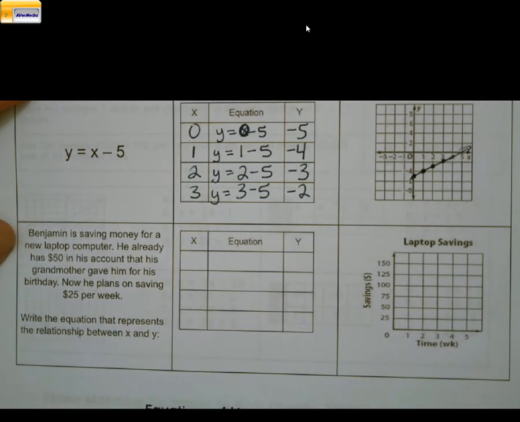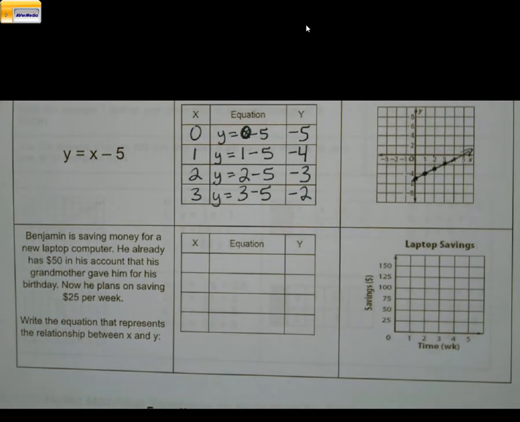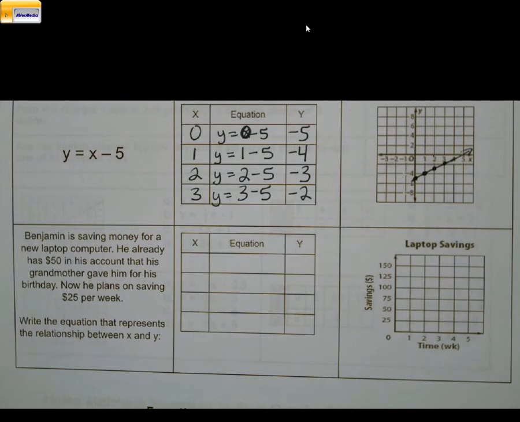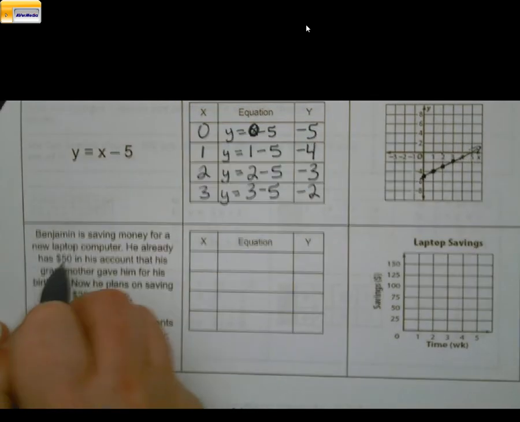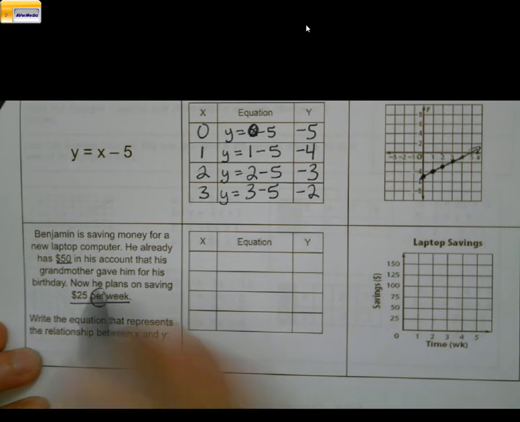All right, now let's look at a situation. It says Ben is saving money for a new laptop. He already has $50 in his account that his grandmother gave him for his birthday. Now he plans on saving $25 per week. This is crucial information here. The per week tells me it's going to have a variable next to it because I don't know how many weeks it is. So now I'm going to write my equation.